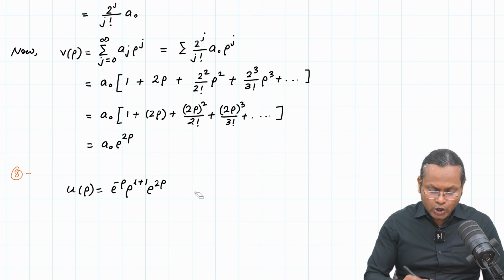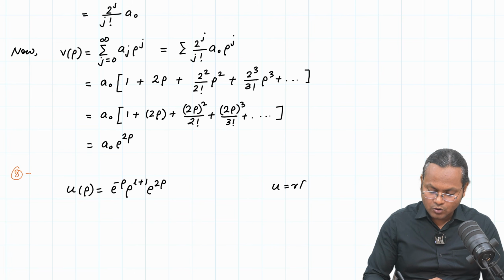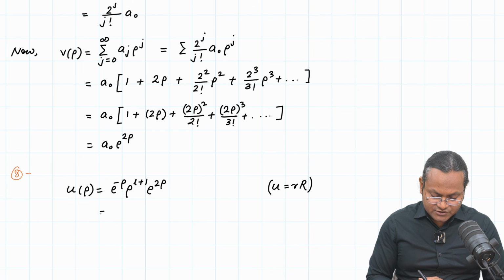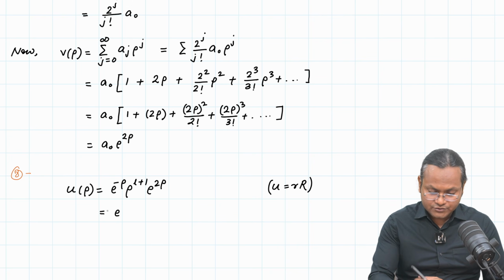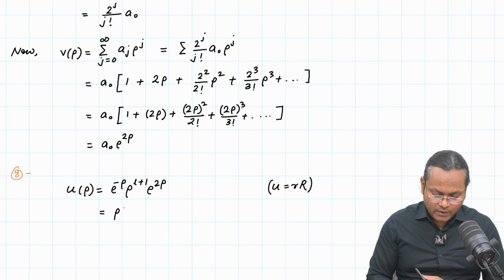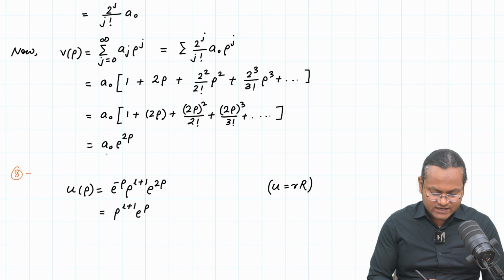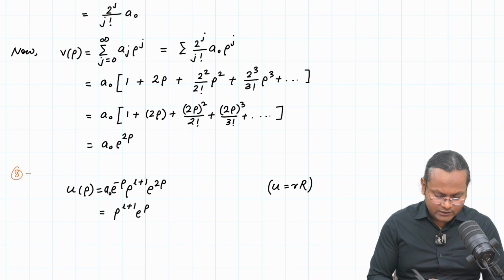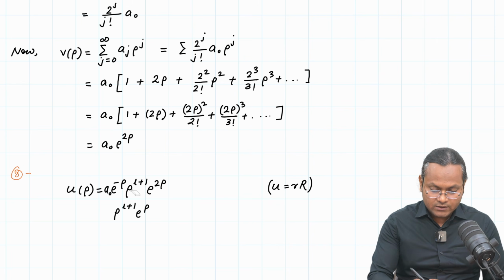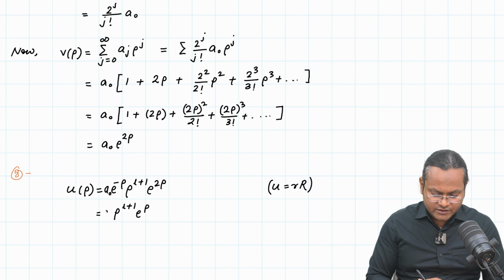Now, if you take a look at this particular function, and by the way, u is related to r. So u is just small r times the radial function, okay? So this essentially is e to the power. So essentially this gets absorbed by this term. You will have rho to the power L plus 1 e to the power rho here. And of course, there is a constant. The constant is a naught. If you want, I can include the constant here. That really isn't going to make any difference.